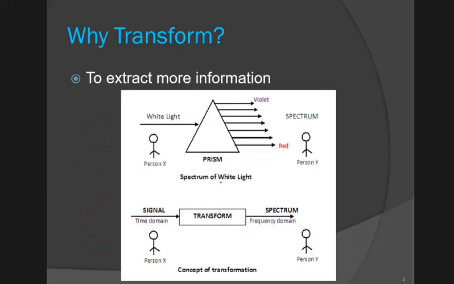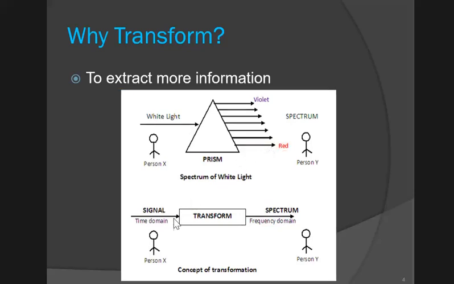Another reason is to extract more information. One example is given here. If we pass white light through a prism, we get a spectrum, meaning we get the individual components of the white light. We get violet, then VIBGYOR, right? So white light is composed of VIBGYOR. We get individual rays from this light, and now we can process an individual component of this ray.